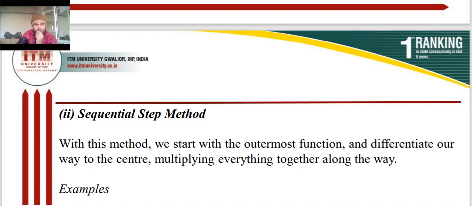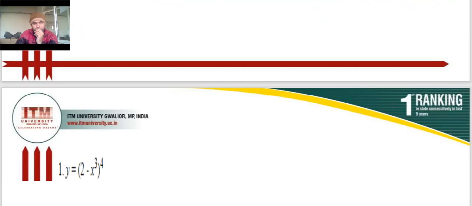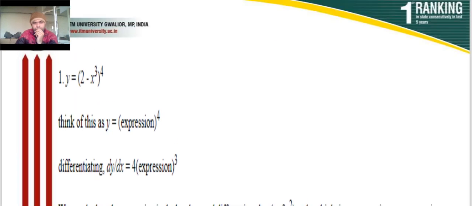Now the second method, that is the sequential step method. This method is sometimes similar to the previous one, the chain rule, but this method is simple as compared to the previous one. In this case we start from the outermost function and differentiate toward the center one. How this method applies, I will show you by example. Suppose you are given y is equal to 2 minus x to the power 3 and its power is 4.